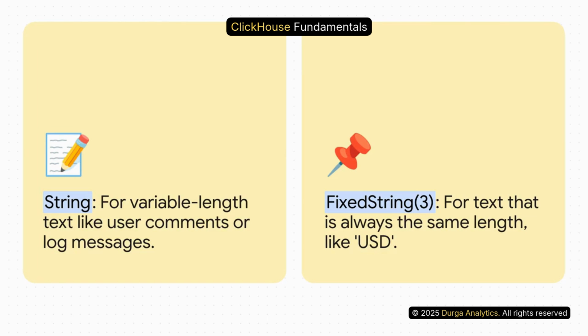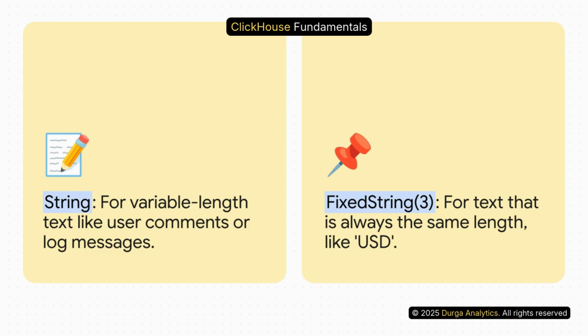Now, when it comes to text, the choice is usually pretty straightforward. If the length can change, like a user comment or a log message, you're going to use String. Simple. But if you know for a fact that the text will always be a certain length, like a 3-letter currency code, use FixedString.